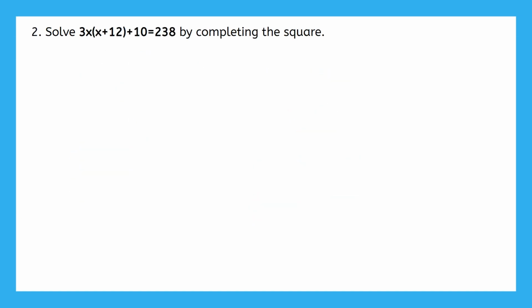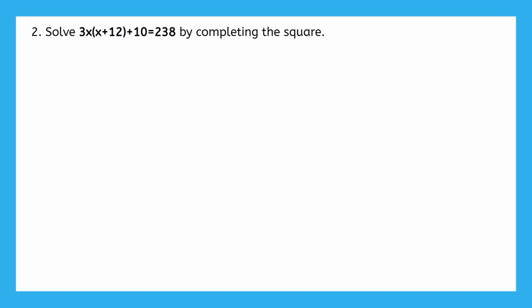Here's our second and final example. Solve 3x times x plus 12 plus 10 equals 238 by completing the square. This equation looks very different from the other ones we've solved. I don't even see any x's squared, which is necessary if we want to complete the square.